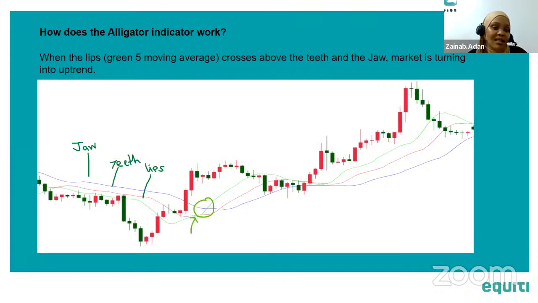So how does the alligator indicator work? We have three lines. As I've mentioned before, we have the jaw, the teeth, and the lips. When the lips, the 5 period moving average, crosses above the teeth and the jaw, the market is turning into an uptrend. We're looking at the lips. When the lips cross above the teeth and the jaw, the market is in an uptrend.